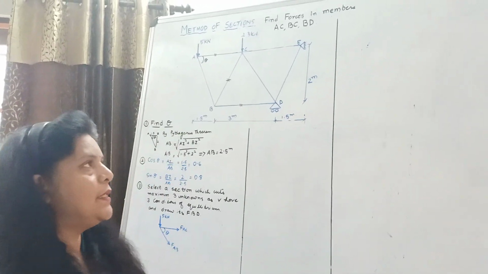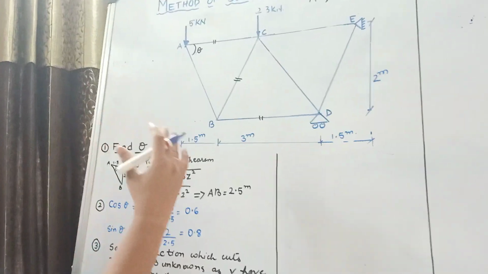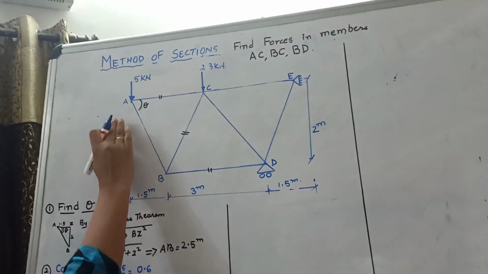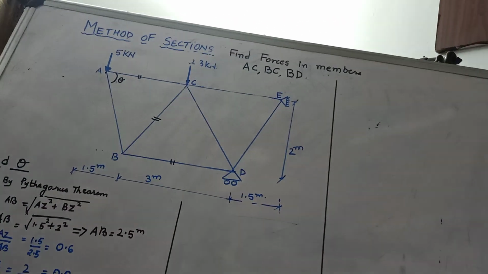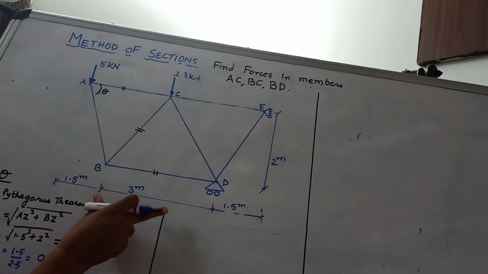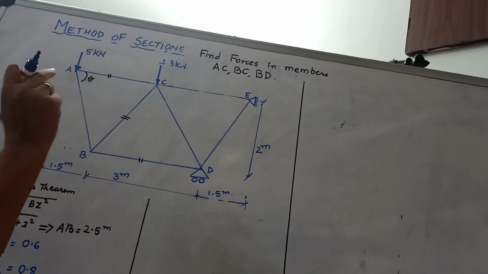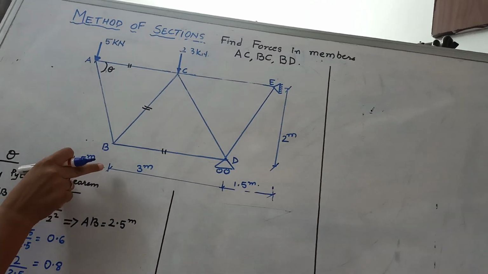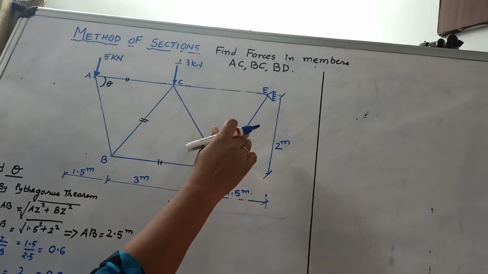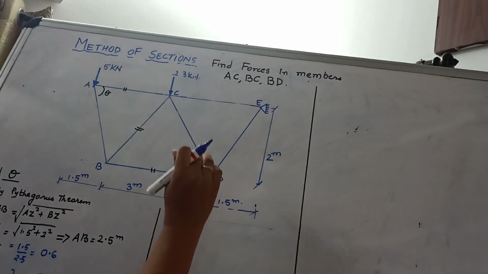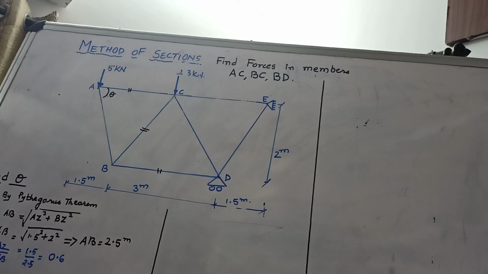Now, if we look at this particular diagram, you can see that the truss is A, C, E, D, B. The dimensions are 3 meters by 2 meters. The distance between A and B is 1.5. We have a hinge support over here and a roller support over here.